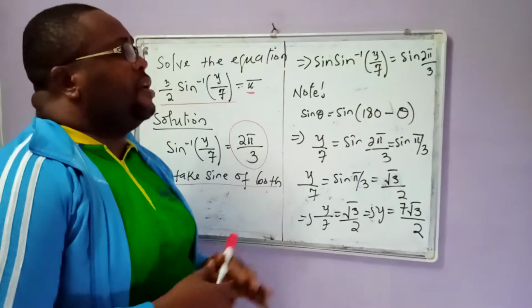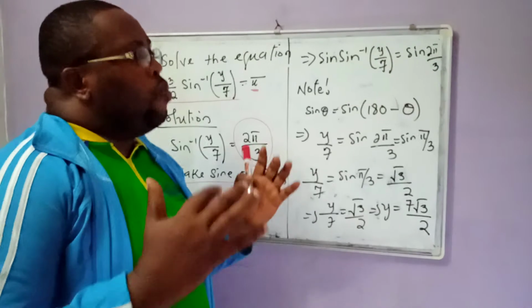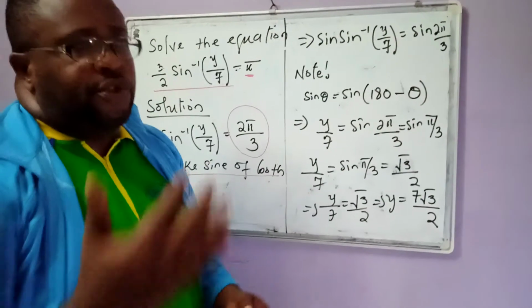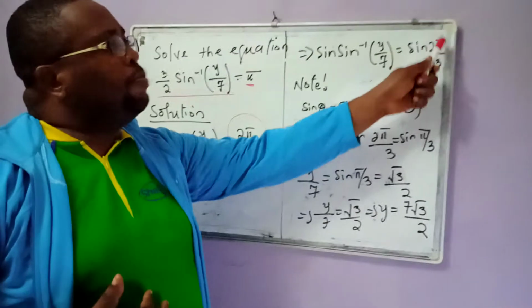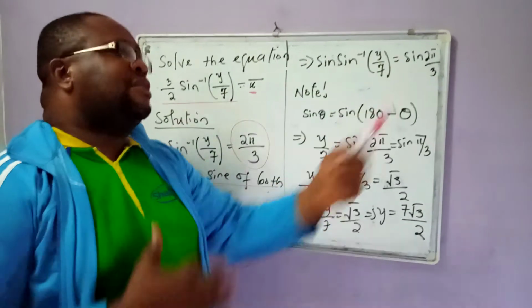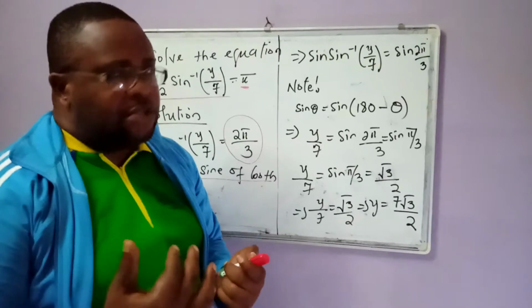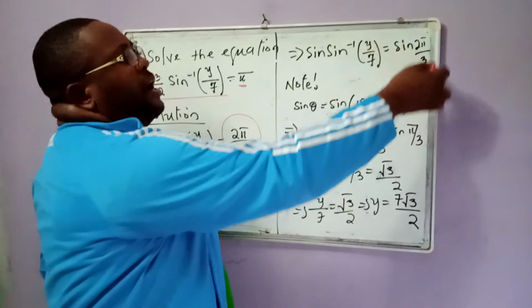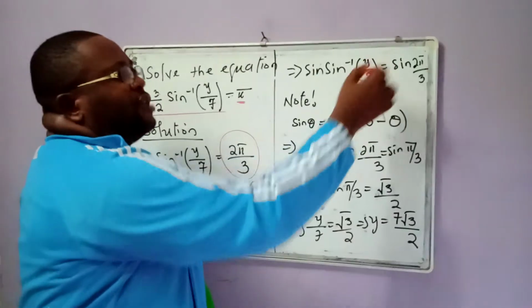Now most of the times when they give you this kind of question, you want your answer to be in the form of a surd. You can as well use your calculator to evaluate sine of 2 pi over 3, but that is not really what you will be expected to get. So how do I evaluate sine of 2 pi over 3? How do I convert this to a special angle?